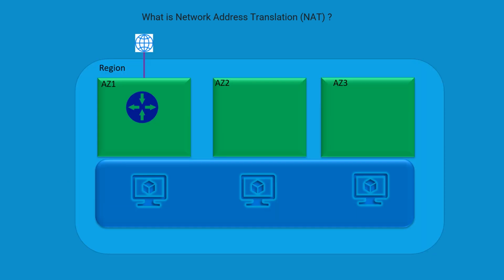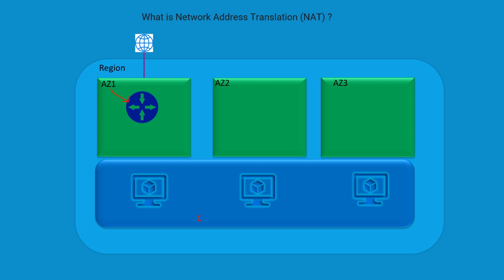Let's try to understand the NAT gateway deployment. So NAT gateway is a zonal resource. It means it is going to be part of one AZ. And in this example, this NAT gateway belongs to AZ1. The NAT gateway resource can use up to 16 public IP addresses, with a small limitation that the NAT gateway service cannot be assigned to multiple virtual networks.